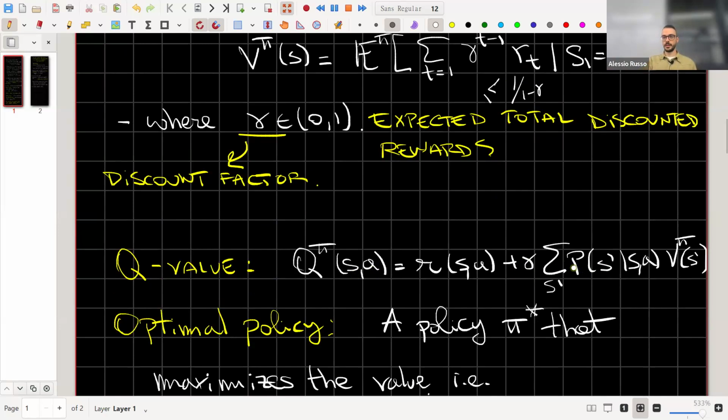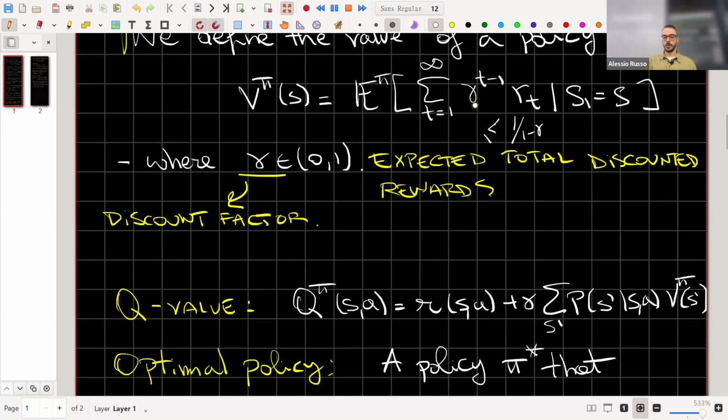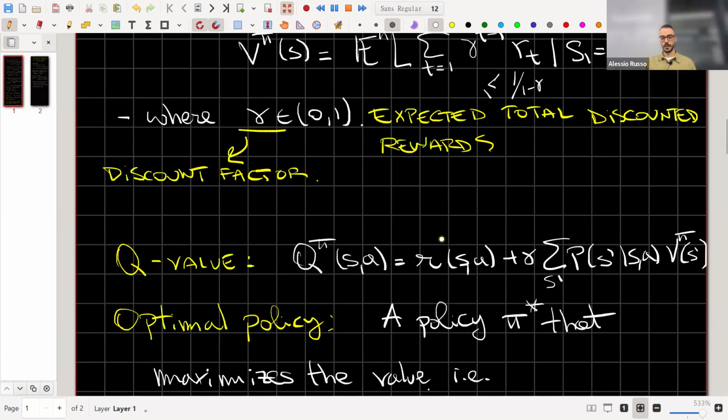So this is the classical recursive decomposition of the Q value. And a similar decomposition also applies for the value here. And we also have the equality that the value in s of a policy pi is also equal to the sum over actions of the probability of taking that action in state s times the Q function evaluated in (s, a).